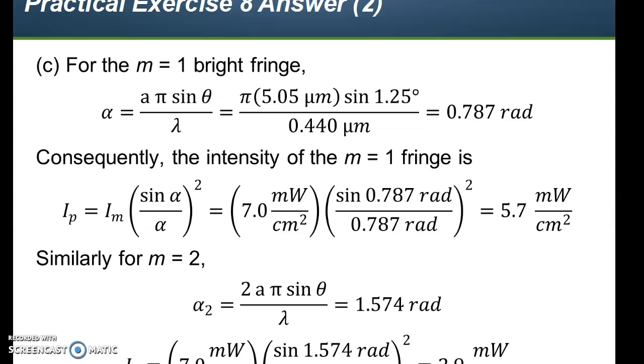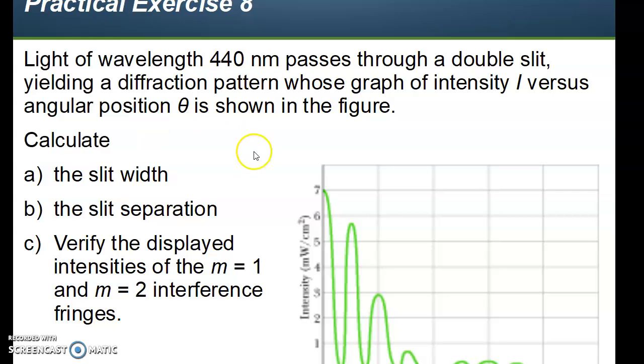I calculated mine out, and I got a little closer to 3 there. But anyway, be that as it may, that shows that when you calculate the values from that type of diffraction pattern, calculating the slit width and slit separation allows you to determine exactly the height, the intensity of these different ones.